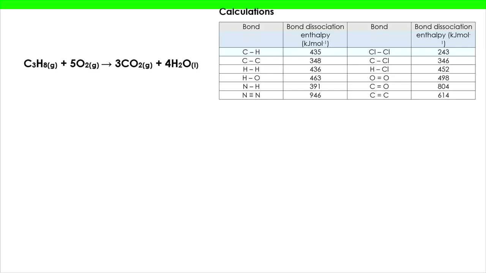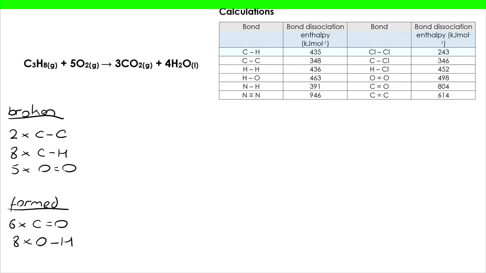Another example. One big thing to watch out for here, and if you do fall into this trap, there is no harm in actually sketching out the display formula, because in C3H8 there are only 2 CC bonds. But from there you can see the rest of them: 2 CCs, 8 CHs, 5 O double bond O bonds, and I'm forming 6 C double bond O bonds and 8 OH bonds. You can probably see why sketching out the display formula there could be helpful. Certainly as you get to bigger molecules, I do recommend it.